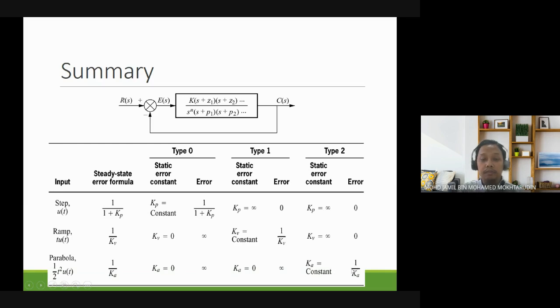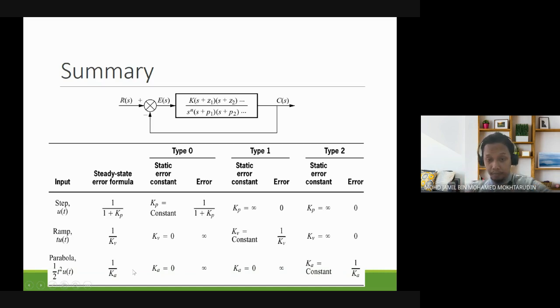Okay, so that's basically about steady state error. It depends on the type of system, which is this n here, s power of n. Each of type 0, type 1, and type 2 has a different steady state error depending on the type of input that you apply to the system.